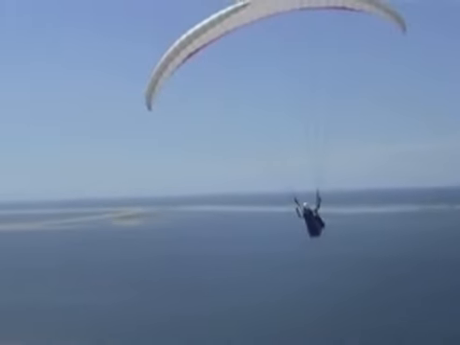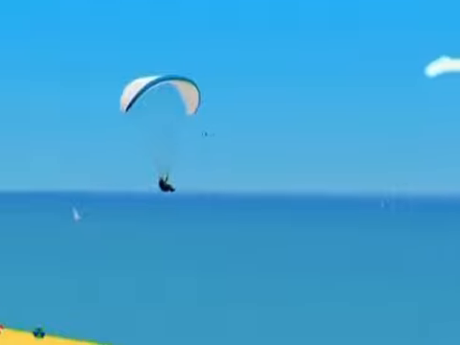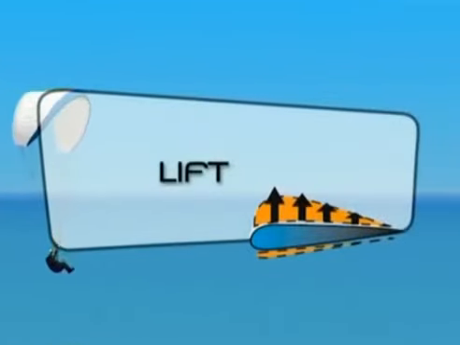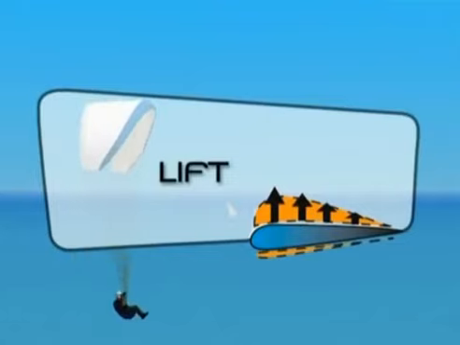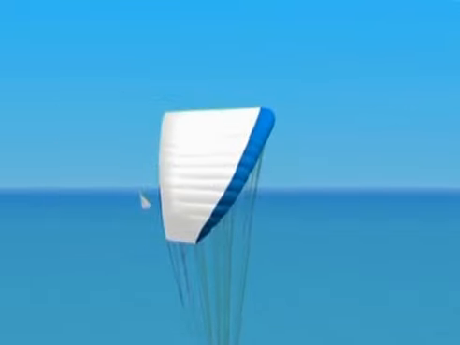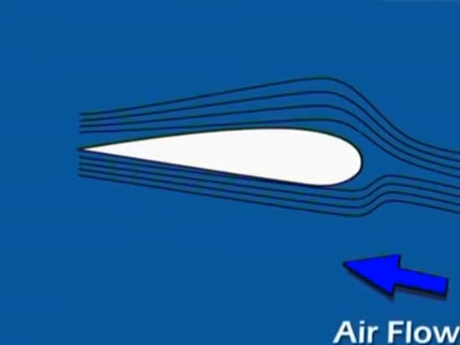Let's move on to a phenomenon that you've probably already heard of: lift. Let's take another simplified cross-section of our wing and observe what happens as air flows over its profile. In flight, the angle created by the paraglider's wing and the relative wind is called the angle of attack.